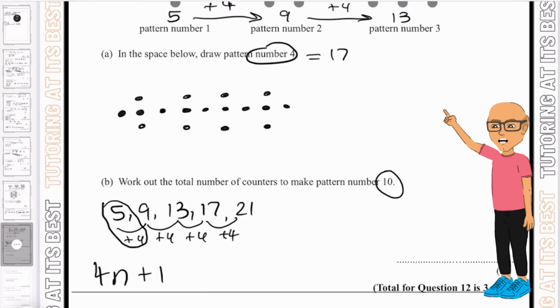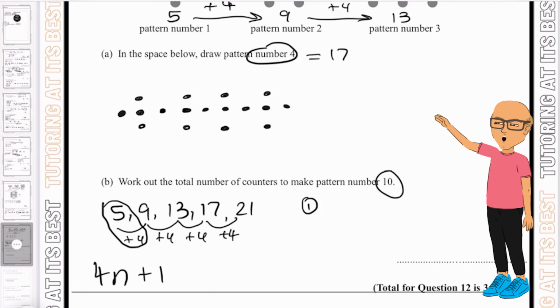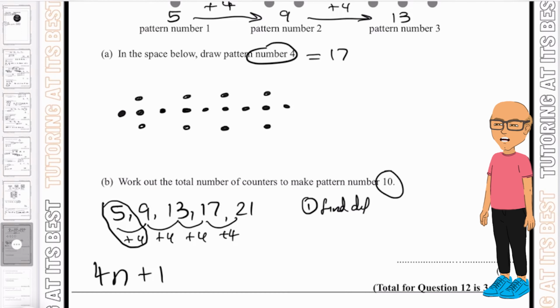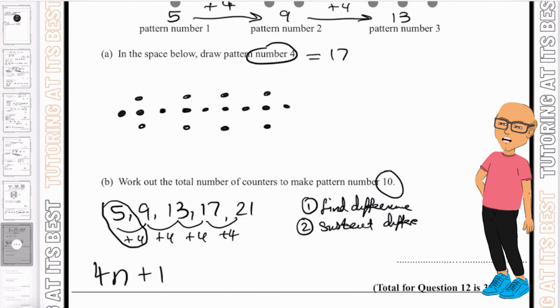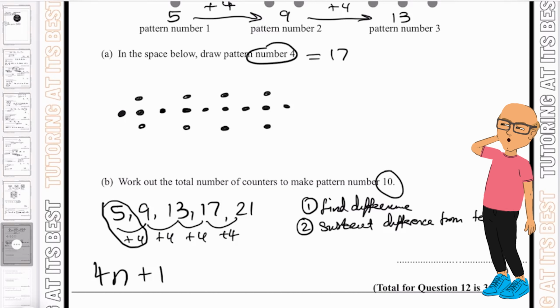So let me go through that once more. I have the list of my numbers, and then at step 1, I find out what the difference is. So step 1, find difference. Once I've done that, I then subtract the difference from the first term. So subtract difference from term 1.